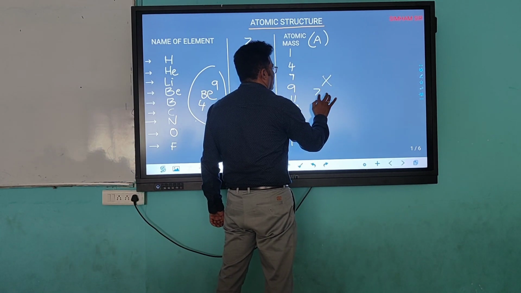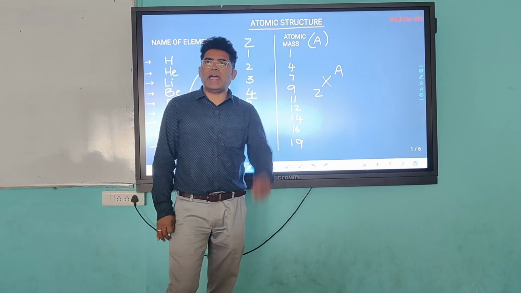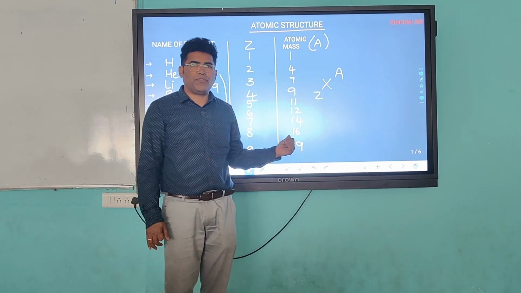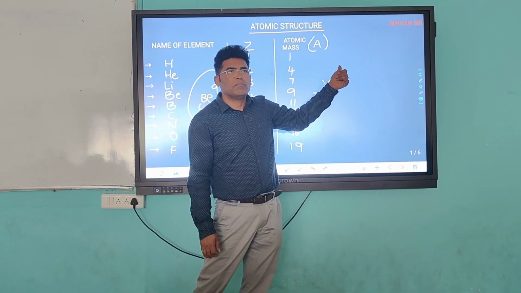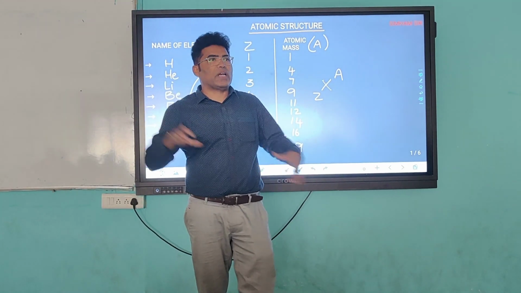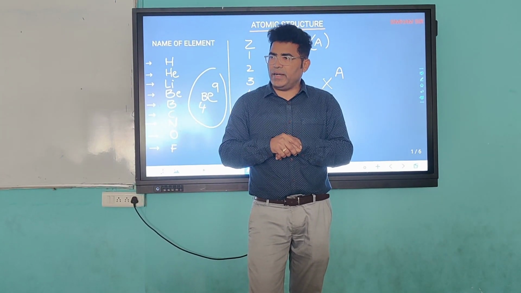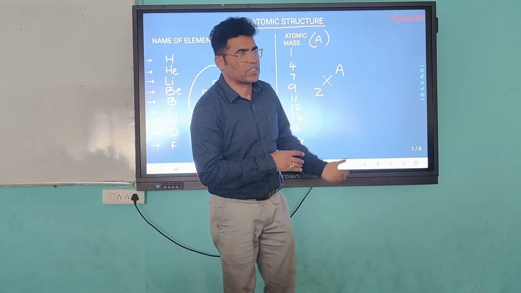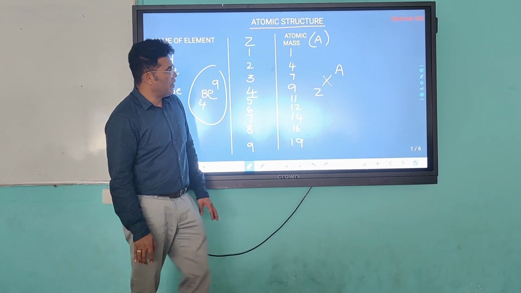X, Z, A. Where X is the symbol of the element, Z is the atomic number, A is the mass number. You note down the definition. Nuclide, most important. The symbolic representation of an element with its atomic number in the subscript and mass number in the superscript is called a nuclide. That's all.